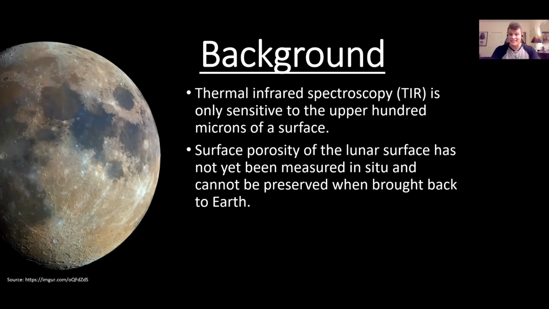So thermal infrared spectroscopy, TIR for short, you'll be seeing that a lot in this talk. It's really only sensitive to the upper hundreds of microns of the surface, so the 1/10 of a millimeter. We're talking absolute surface, especially since a sand grain could be 50, 70, 100 microns thick. So we're talking just the upper surface of even a sand grain.